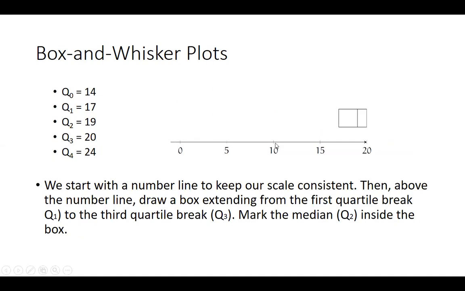We start with a number line to keep our scale consistent. Then above the number line, draw a box extending from the first quartile break, Q1, to the third quartile break, Q3. Mark the median, Q2, inside the box. So the box has to do with Q1, Q2, and Q3. The box extends from Q1 to Q3. That's 17 to 20. And Q2, 19, is marked in the middle of the box. This is the box of the box and whisker plot.